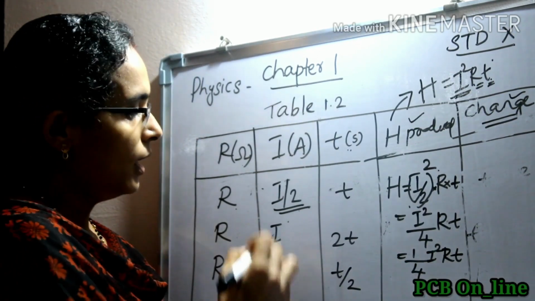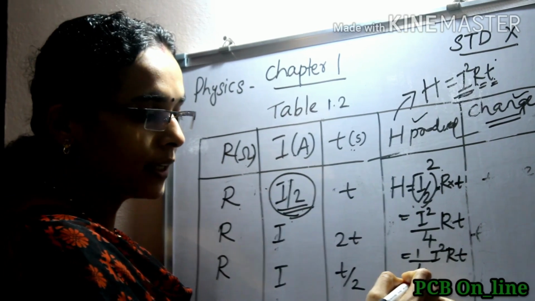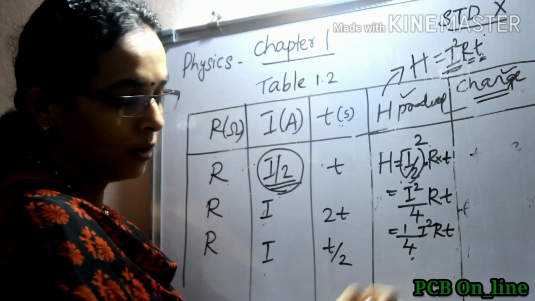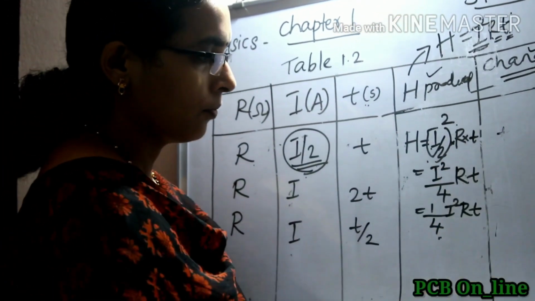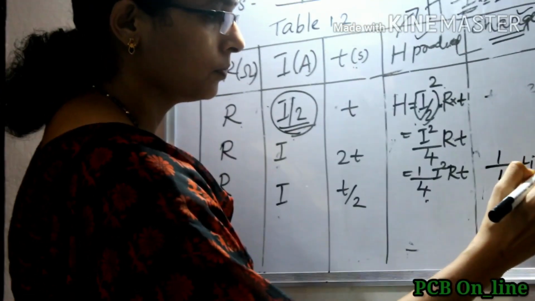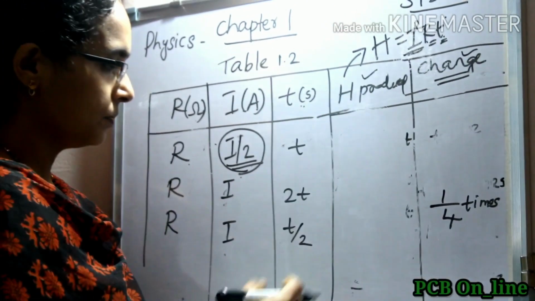That is, if current is halved, what happens to the heat energy? Heat energy reduces by 4. That is, it becomes 1 by 4. It reduces by 1 by 4 times. Now, let us see the next case.